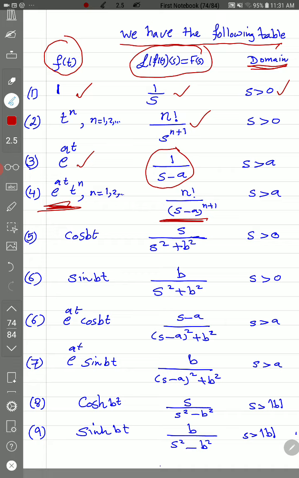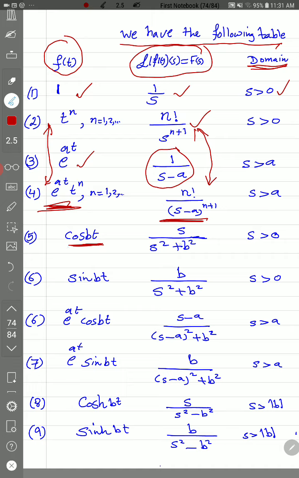If you put a equal to 0 here, you get number 2. So this is more general, and you see the difference here: you have s minus a to the power n plus 1. Okay, so this is the table, and now we go for cosine, which is very important.